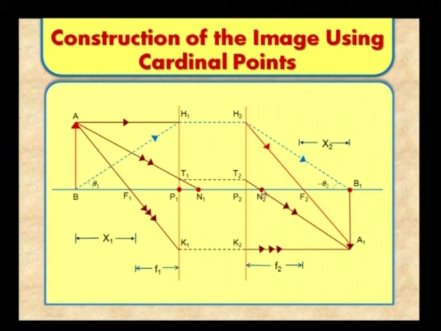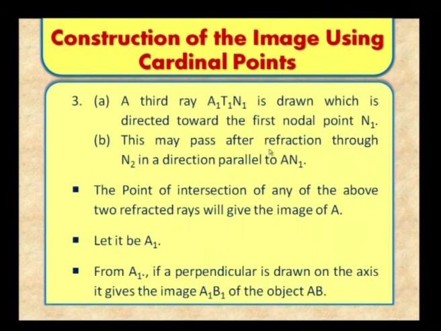So, the light ray arrives at N2, and now this light ray may pass after refraction through N2 in a direction parallel to AN1. The point of intersection of any two of the above refracted rays will give the image of A. You have the object point A, the topmost point, and the image is obtained at A1. From A1, if a perpendicular is drawn on the axis, it gives the image A1B1 of the object AB.